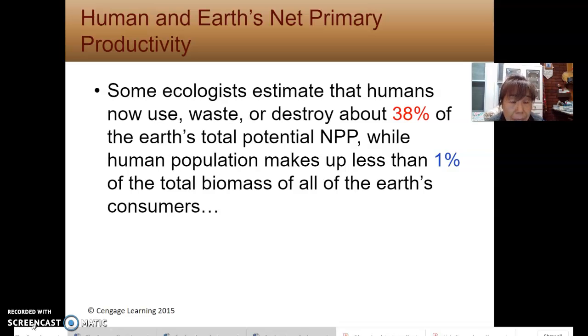MPP is the energy and the biomass for all consumers. But do you know how much human beings use MPP? Although we are only about 1% of the total consumers on this earth, some ecologists estimate that humans now use, waste, and destroy about 38% of the Earth's total potential MPP, while the human population makes up less than 1% of the total biomass of all the Earth's consumers. That's not good news. All of us should have a responsibility to correct this number.